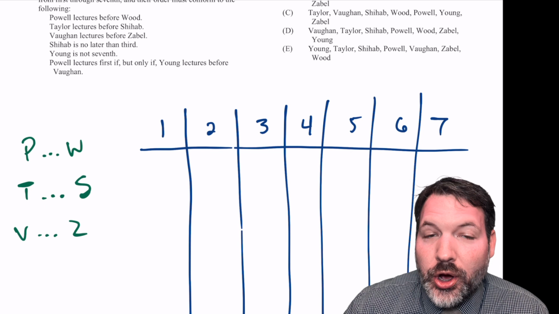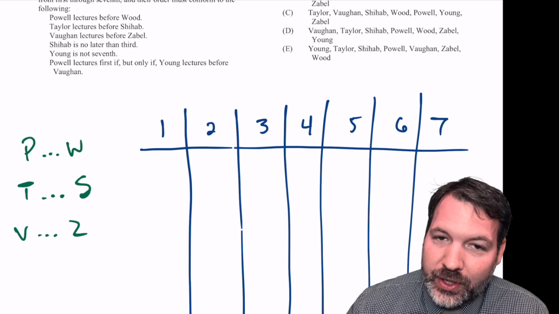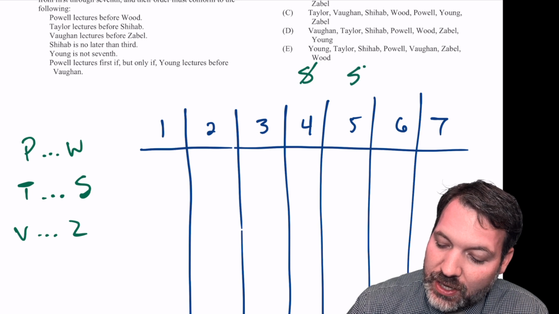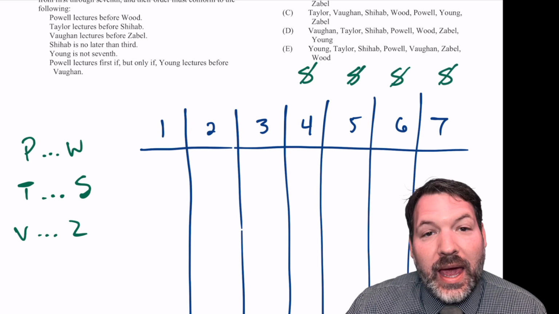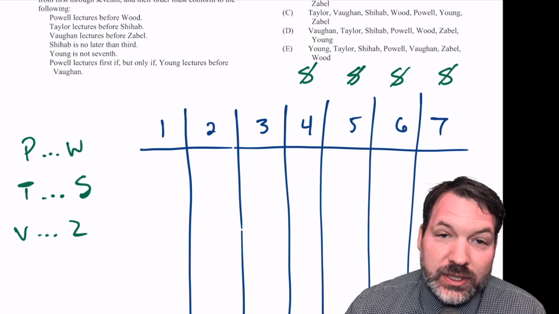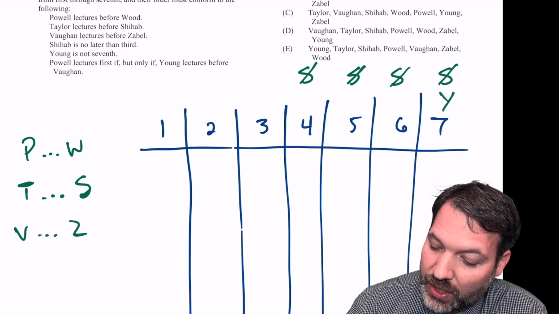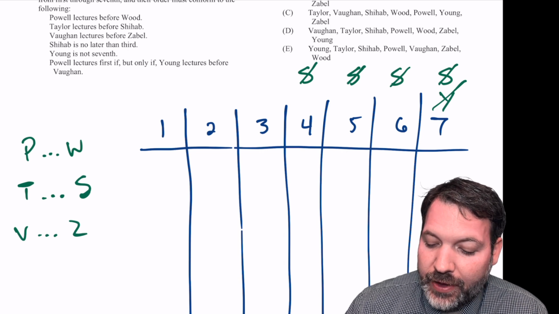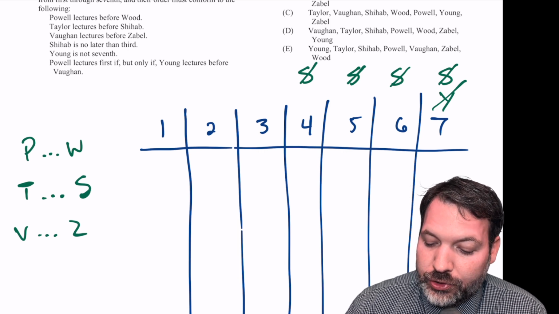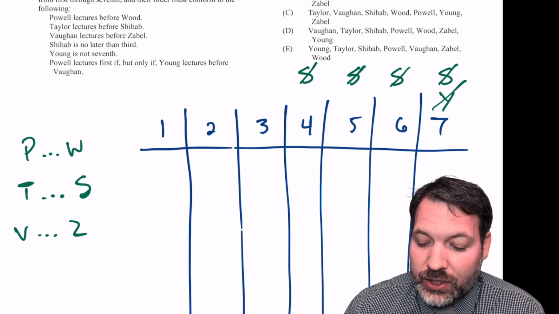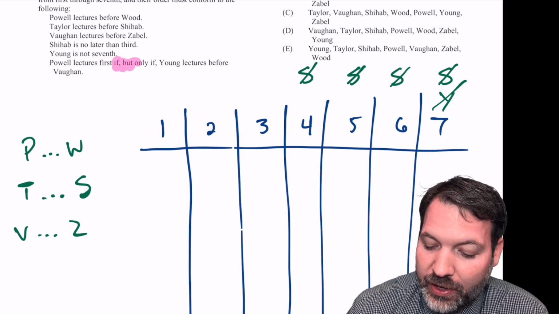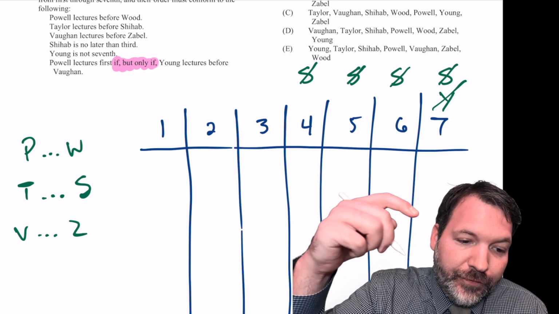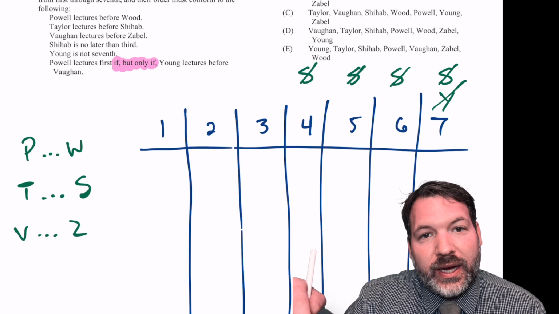Shihab is no later than third. So there are a couple things we could do with this. Probably in this case, the easiest thing is just to go right to the diagram and say, well, that means S can't go 4th, 5th, 6th, or 7th. Young is not 7th, so same thing, right on the diagram. Young can't go 7th. And Powell lectures first if, but only if, Young lectures before Vaughn. So this is a conditional clue, but the if, but only if part is a little bit weird. Normally with a conditional clue, order matters. If the first thing is satisfied, then the second thing will happen.